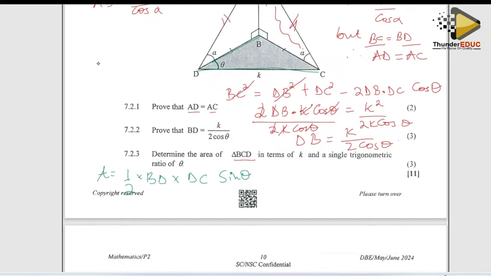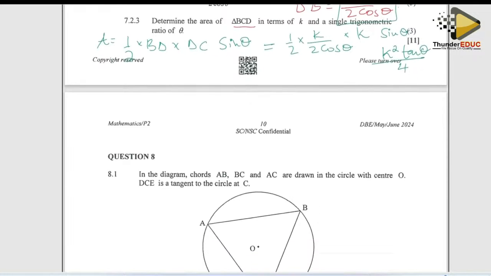But we just say that our BD or DB is given as this, so I'll replace that. So this is going to be a half by the BD, which is K over 2 cos theta, multiplied by the DC, which is a K, and then the sine of theta. So this K and that K will give me K squared, sine over cos gives me a tan. So K squared tan theta over 4. Okay, so that is our answer.